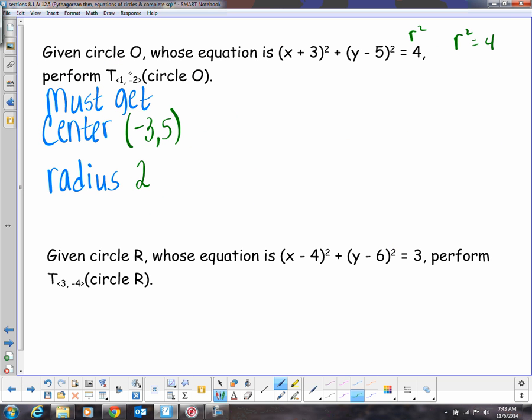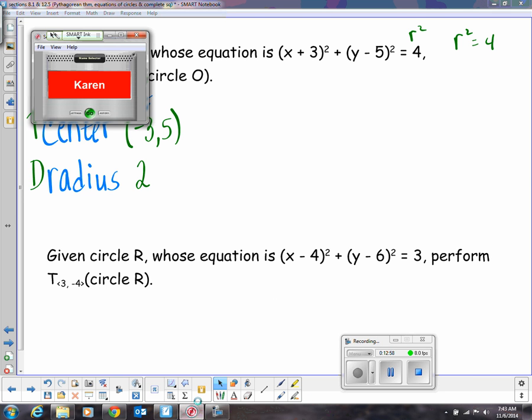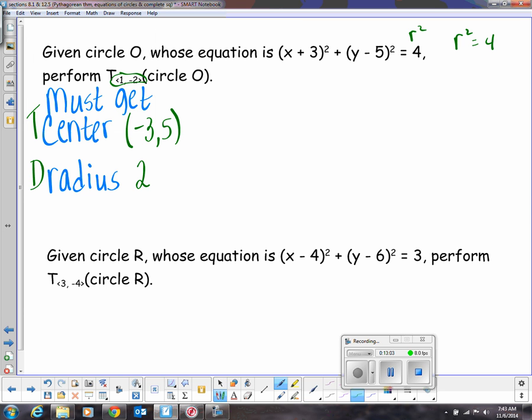Now it says translate. When we translate, it involves the center. When we dilate, it involves the radius. Okay? So, what am I doing? Translating how? Over 1, down 2. So how do I do that to this ordered pair, Sydney? Translation of 1, negative 2 of my center, which is negative 3, 5, is?